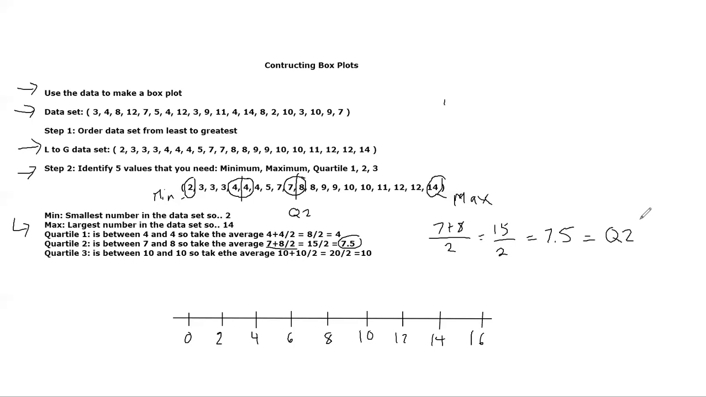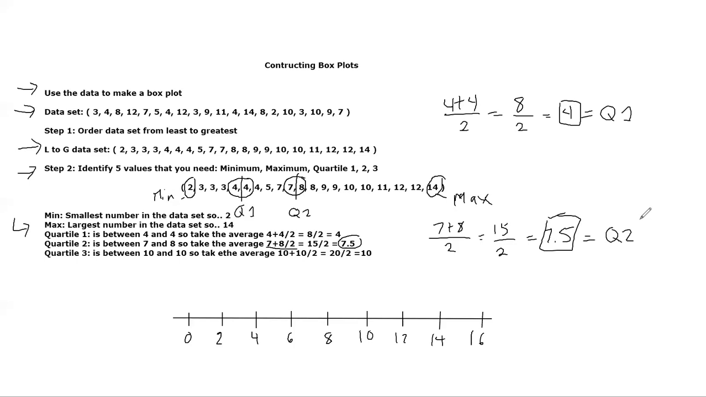So again, 4 plus 4 divided by 2. Just so you guys know, if you ever are trying to take the average between two numbers that are identical, it's always going to end up being that number again anyways. Because look, 4 plus 4 is 8 divided by 2. Hey, look, 8 divided by 2 is 4. 4 is going to be my quartile 1. So my quartile 1 is going to be there.